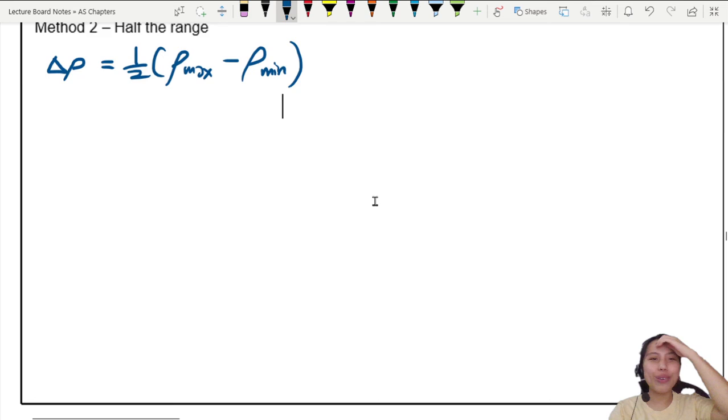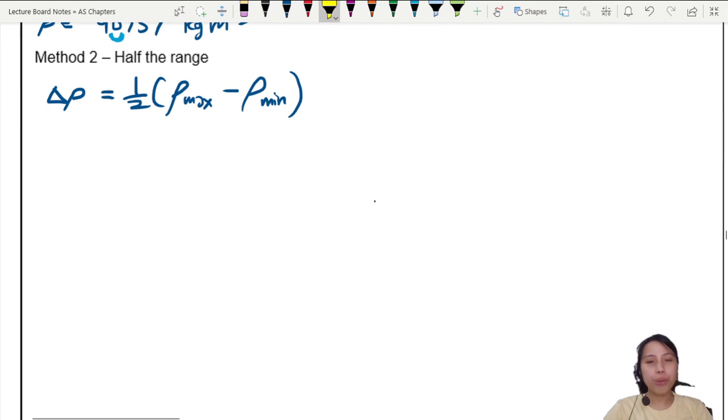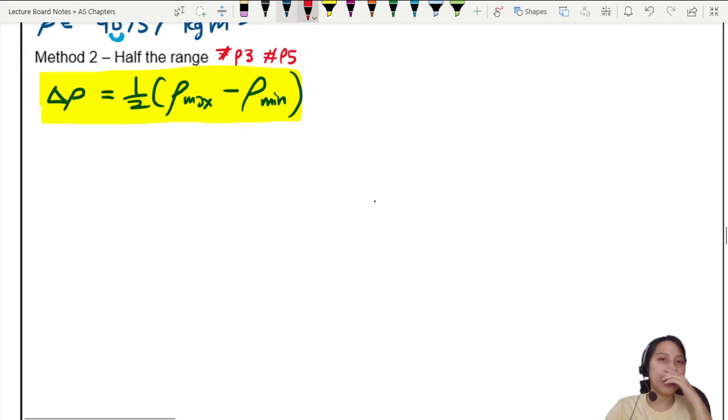So in case you ever forget the uncertainty identity, you may do this. It is generally not recommended for theory papers, but it's definitely much more common in paper 3 and paper 5, which are all lab practical papers. So let's work through it and see. All right, what happens if you cannot and you panic, you forgot the identity?